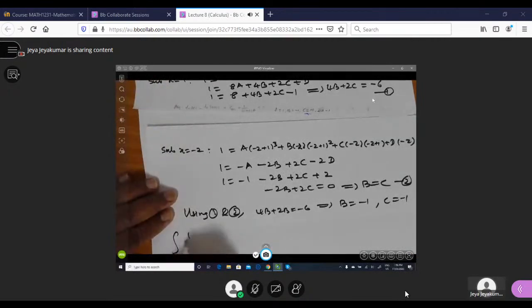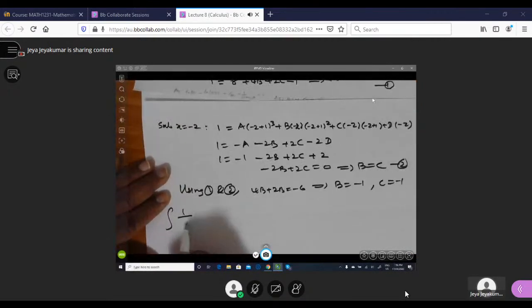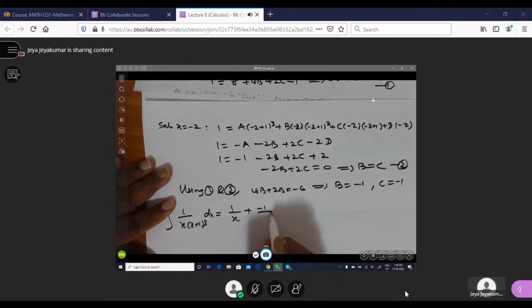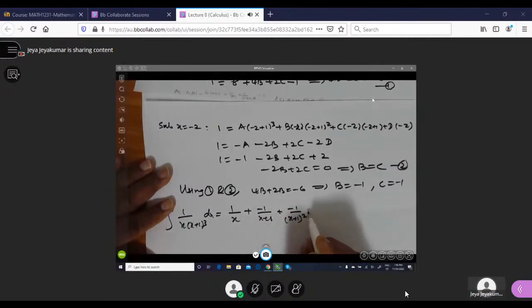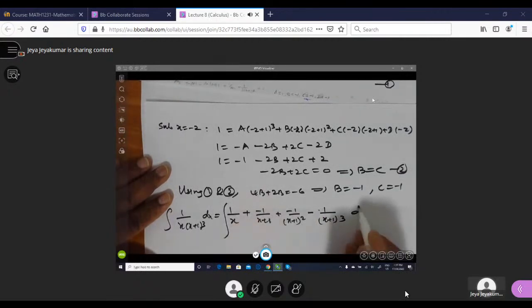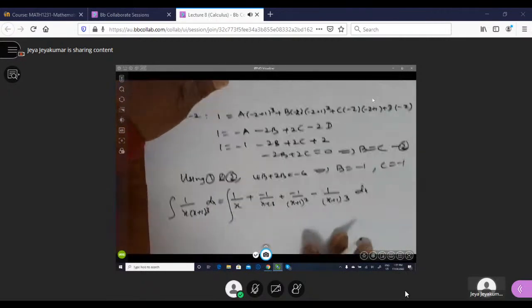So the integral of 1 over x times (x plus 1) cubed dx equals: a equals 1 over x, b equals minus 1 over x plus 1, c equals minus 1 over (x plus 1) squared, and d equals minus 1 as well. So all three are minus 1 over (x plus 1) cubed. That's the integral. That's a pretty simple integral to deal with.